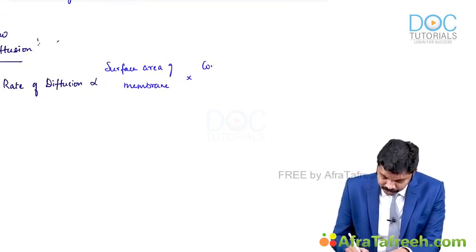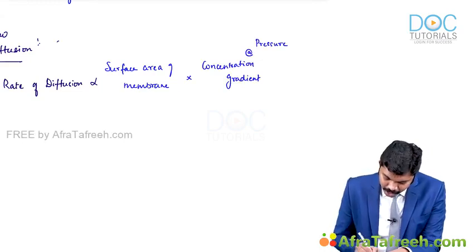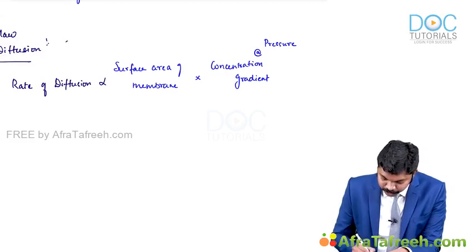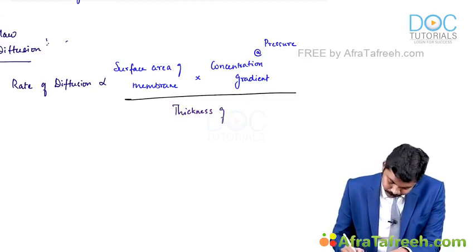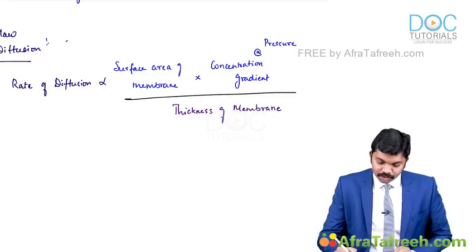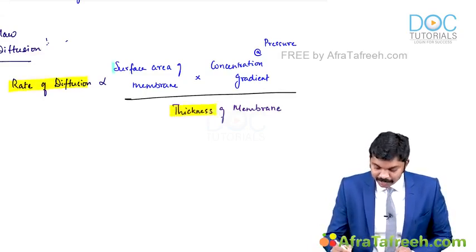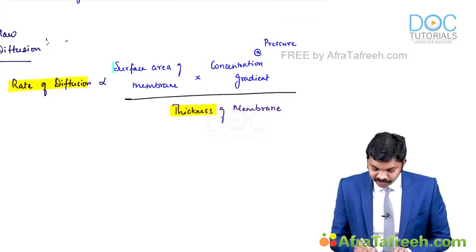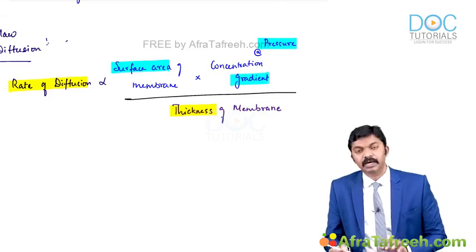Number 2, concentration gradient. In terms of gaseous molecules, we can also use this as a pressure gradient. Rate of diffusion is inversely proportional to thickness of membrane, doctors. So, rate of diffusion is inversely proportional to thickness, and it is directly proportional to surface area as well as pressure gradient. This law is called Fick's law of diffusion.